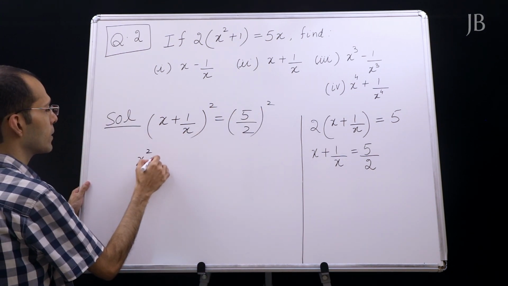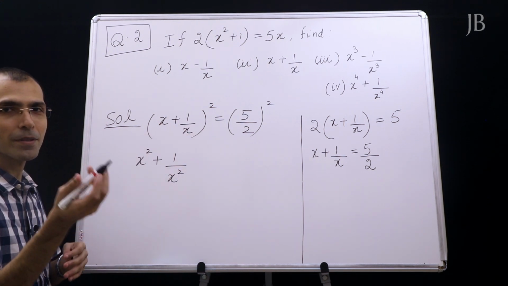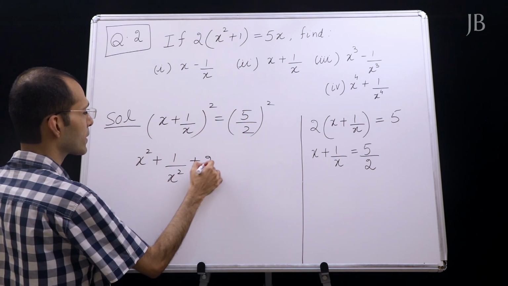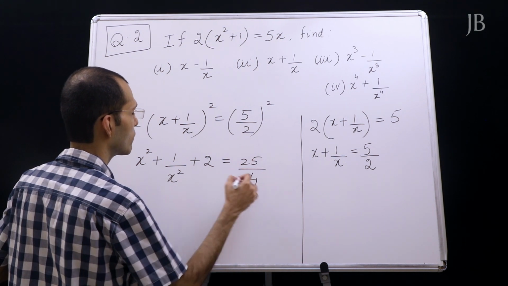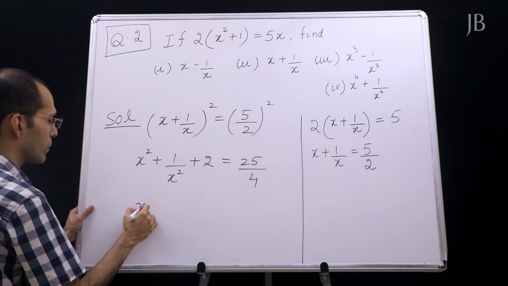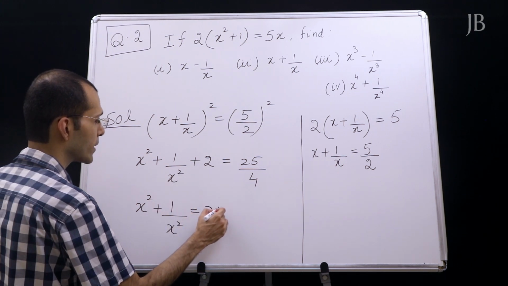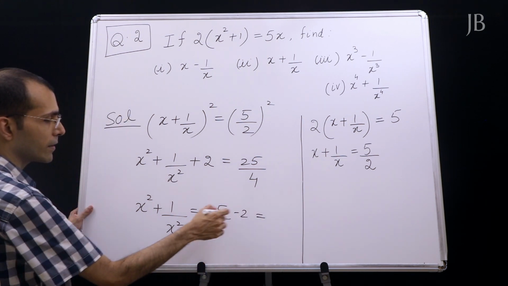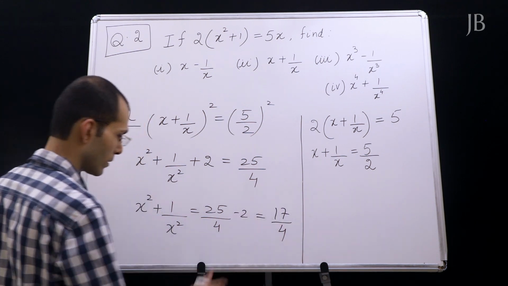This will come now x square plus 1 upon x square. Now the routine formula I am applying, a plus b the whole square: first term into second term into 2. So that would be plus 2 is equaling 25 upon 4. So x square plus 1 upon x square will be 25 upon 4 minus 2. Take LCM 4, 25 minus 8, 17. This works out to be 17 upon 4.